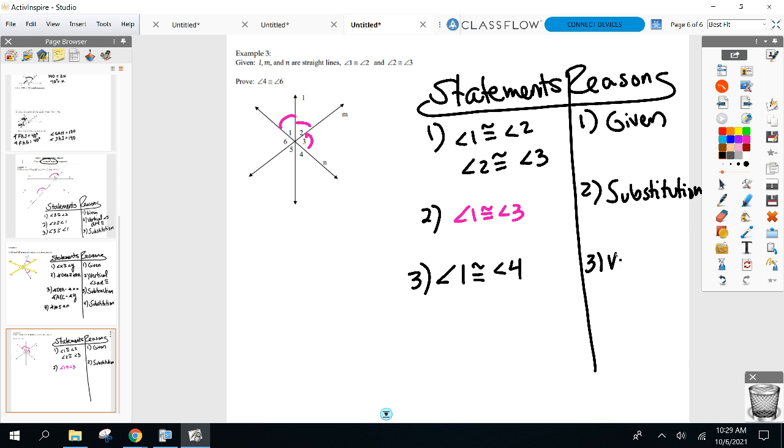Why, Molly? Vertical angles are congruent. Do not pile all the vertical angles in one step. You're going to get lost.